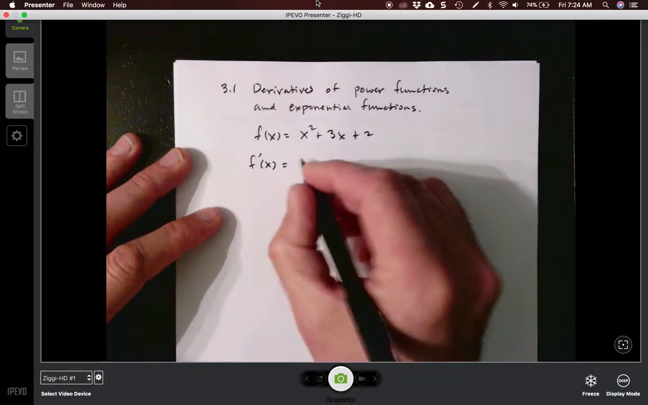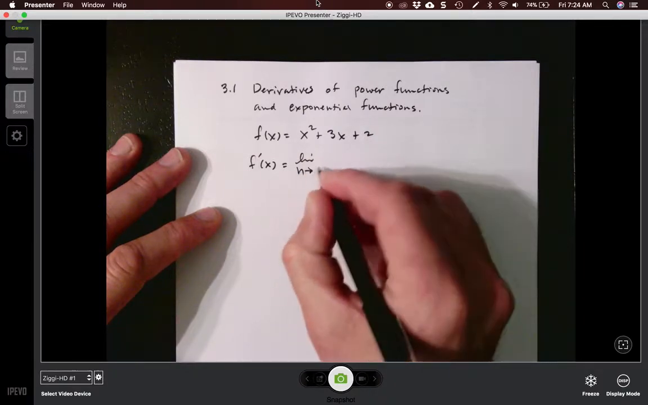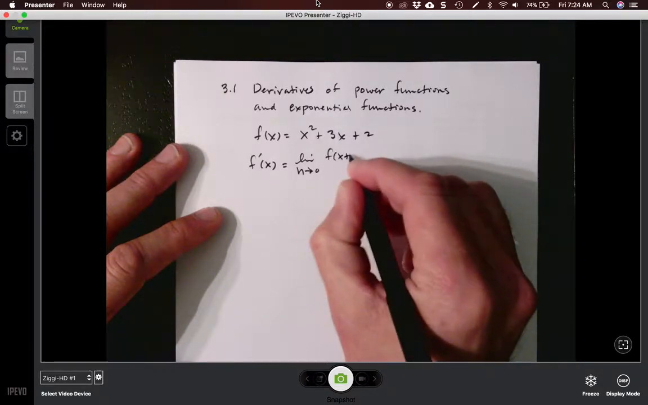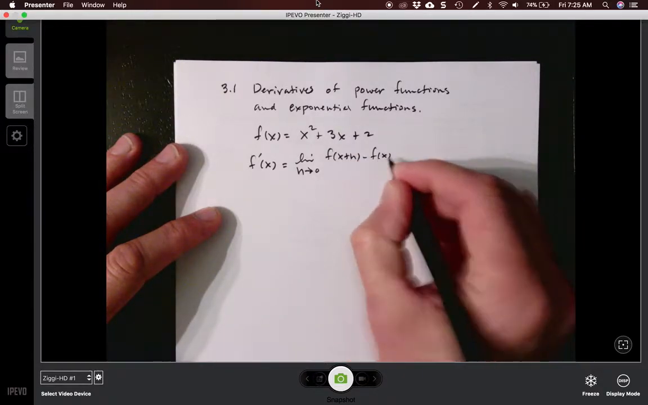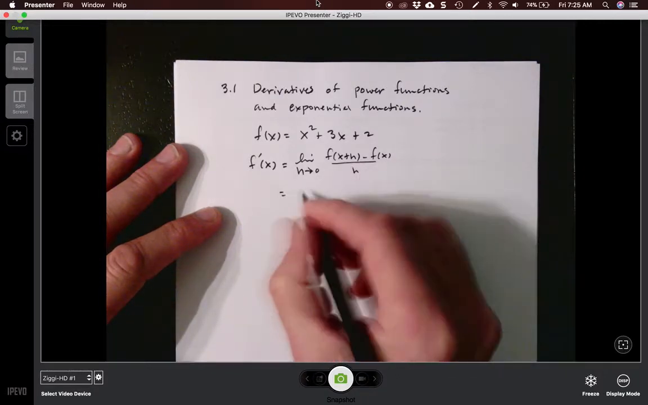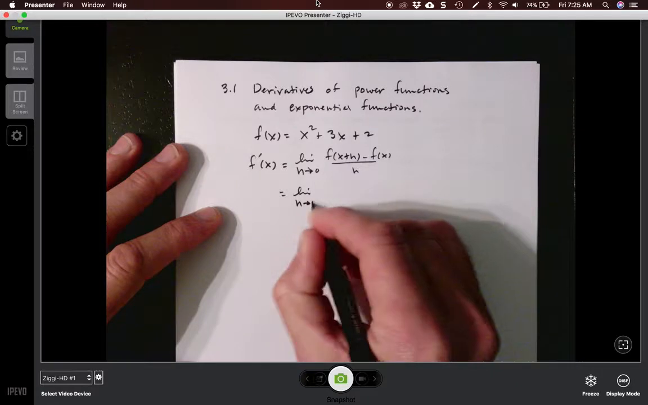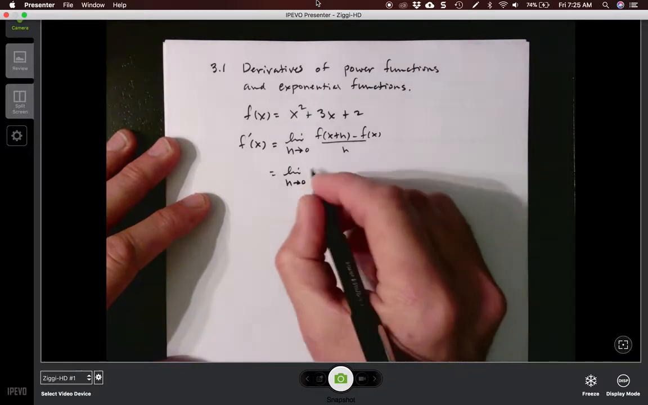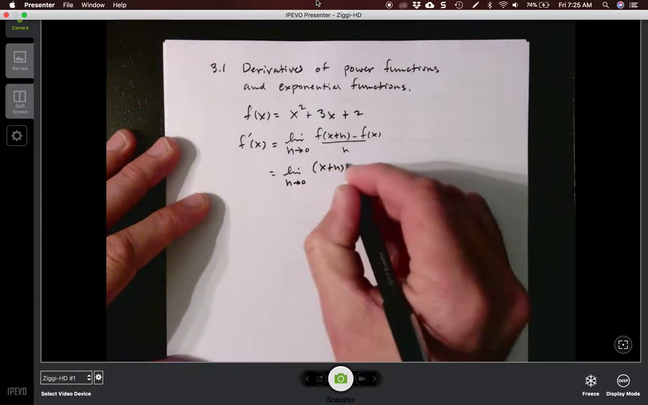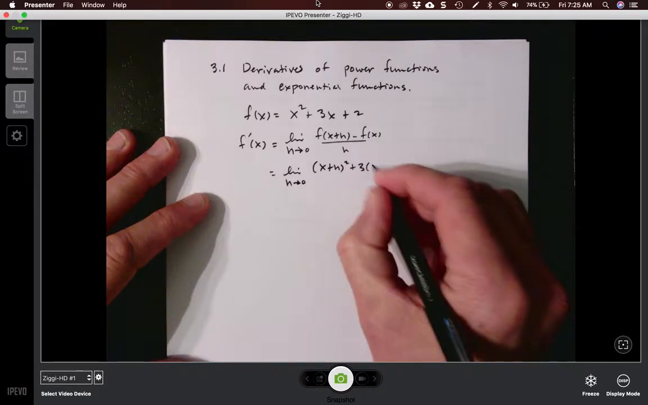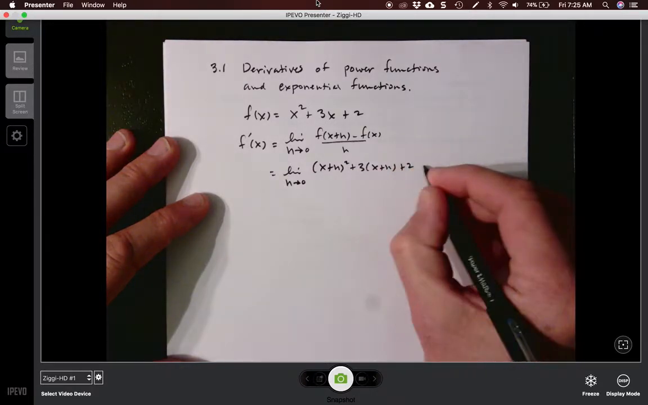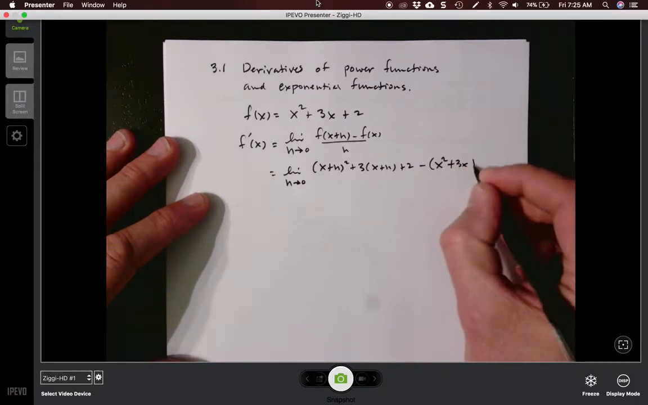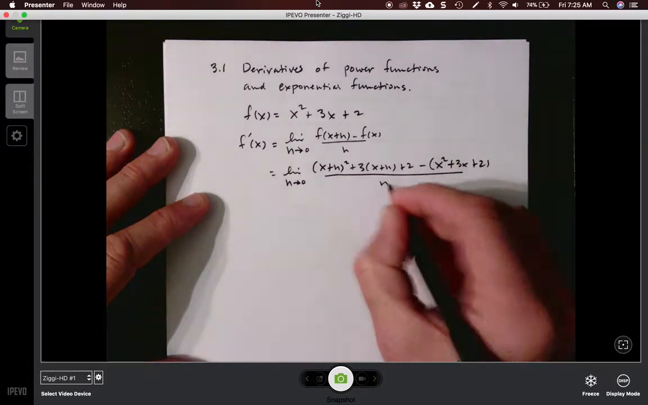Well, we had to go to the limit definition and say this is the limit as h approaches 0 of the function evaluated at x plus h minus the function, divided by h. And then f of x plus h just means substitute in x plus h for all the x's. So you'd have x plus h squared plus 3 times x plus h plus 2, minus the function x squared plus 3x plus 2, and then all that divided by h.